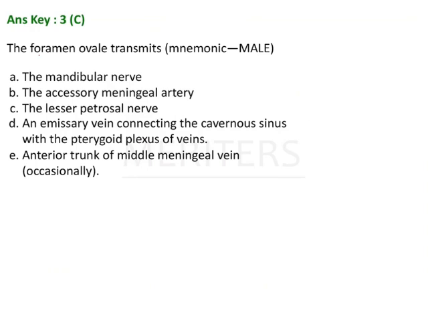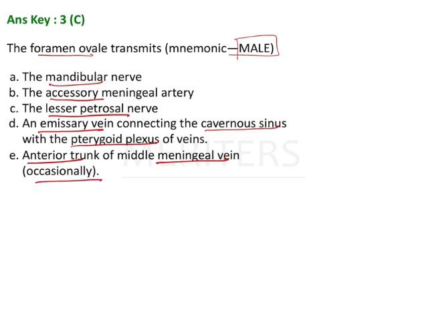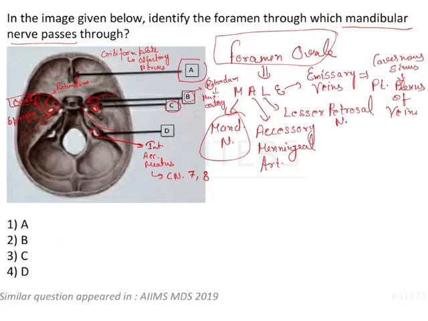So quickly let's see the explanation. The foramen ovale transmits, mnemonic is MALE: M is mandibular nerve, A is accessory meningeal artery, L is lesser petrosal nerve, and E is emissary vein that connects the cavernous sinus and pterygoid plexus of veins. The anterior trunk of the middle meningeal vein occasionally passes through this foramen. So coming back to the question, C is your foramen ovale that passes the mandibular nerve. So the answer is C, that is third.